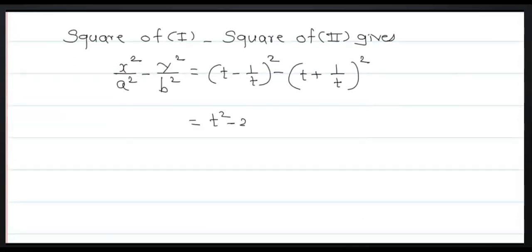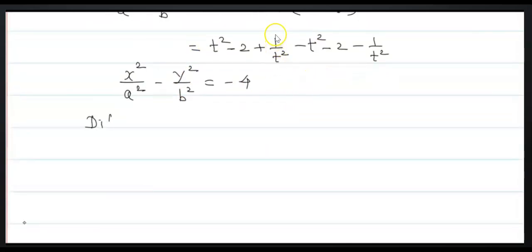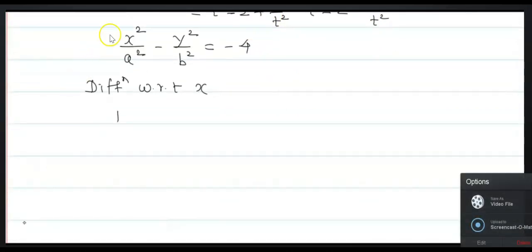Now evaluate this. t square minus 2 plus 1 upon t square minus t square minus 2 minus 1 upon t square. Therefore x square upon a square minus y square upon b square is equal to t square minus t square get cancelled, 1 upon t square minus 1 upon t square, minus 2 and minus 2 that become minus 4. Therefore x square upon a square minus y square upon b square is equal to minus 4.